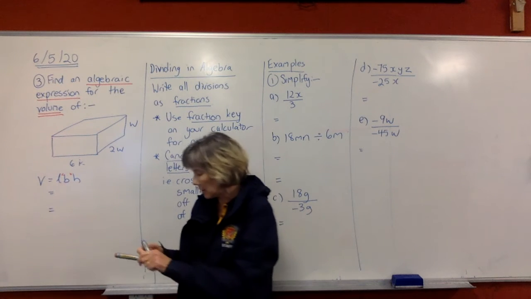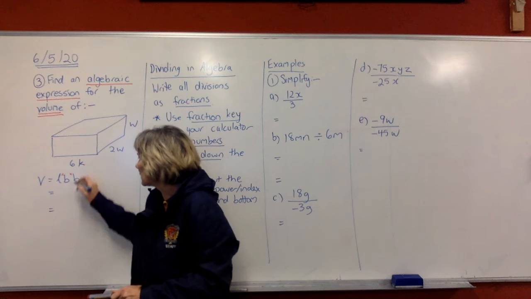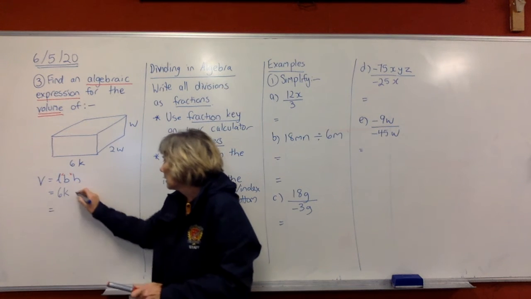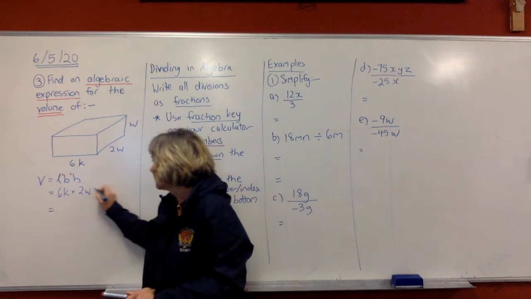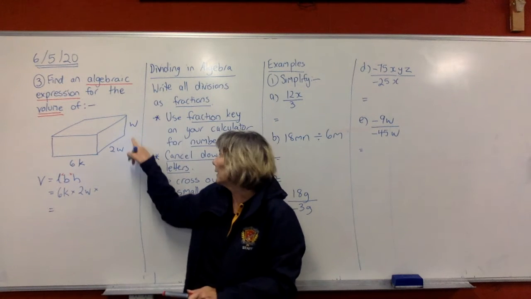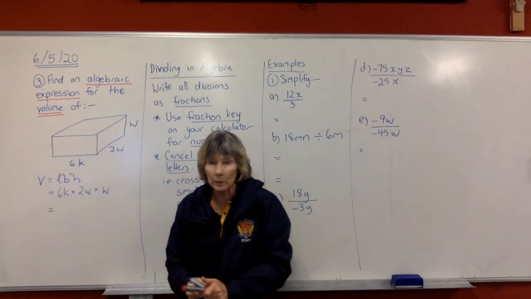So let's just say that our length is 6k. Then we'll multiply by our breadth, we'll say is 2w. And then we'll multiply by our height, which is w. Now we're just following the rules for multiplying.